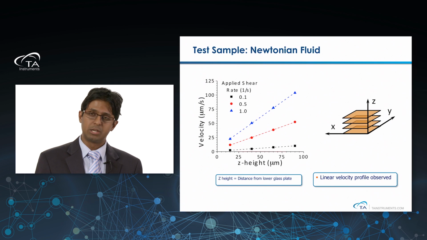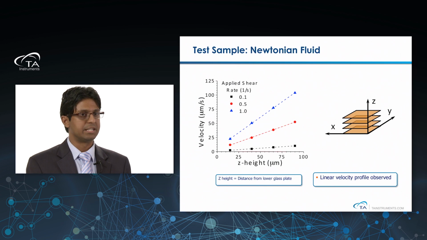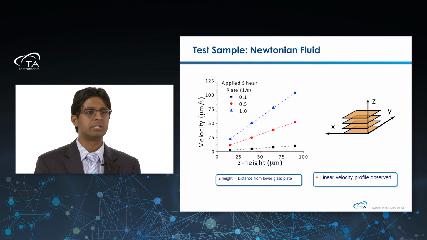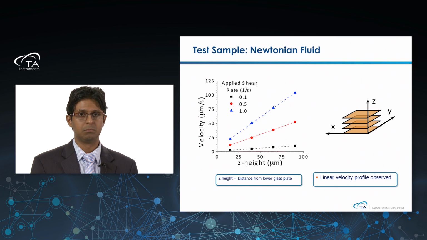And of course, we expect to observe a linear velocity profile, and that is exactly what we see. The dashed lines are straight line fits to the data points, and it's in excellent agreement with the global shear rate that is being applied, which is what we would expect.